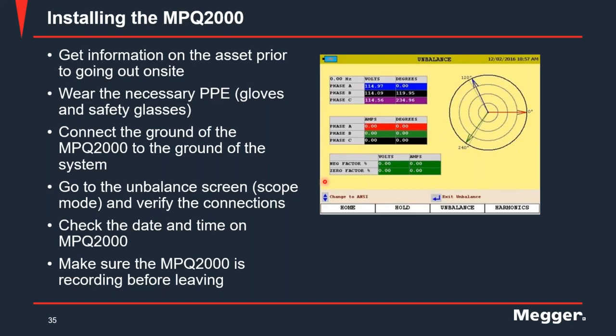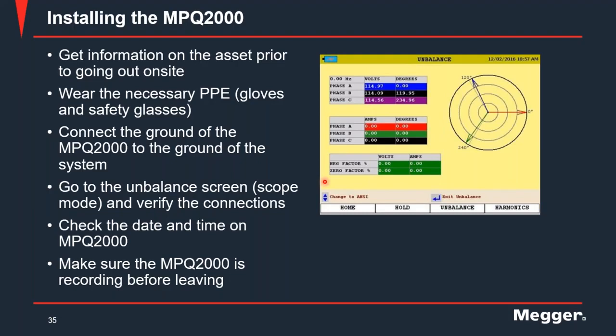Installing the MPQ2000, let's just go over these pointers, and Andy kind of covered some of these in his section. It's very important to get information on the asset prior to recording. So even before you go out there, just make sure that you have information. If you're recording on a transformer, make sure you know what the nameplate information is. The voltage rating, I mean, that would typically be clear, but you also need to find out what the rated current is, so that you can set the CT ratios accordingly, take the right CTs.